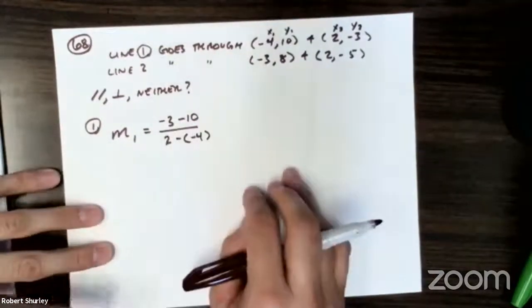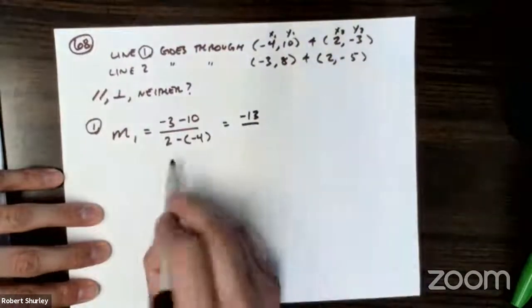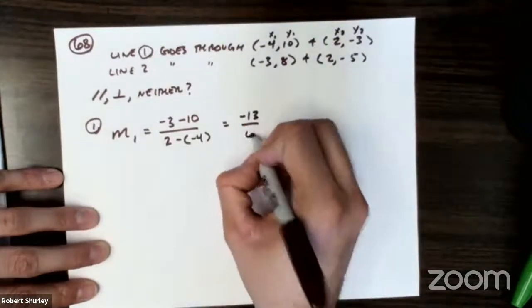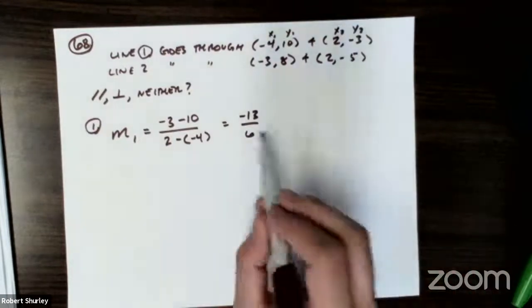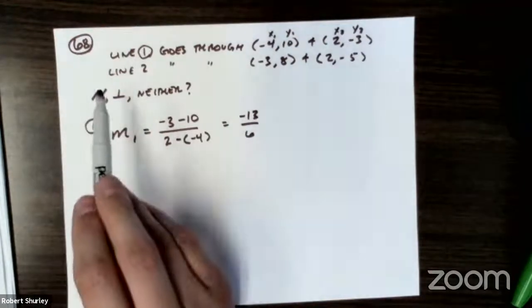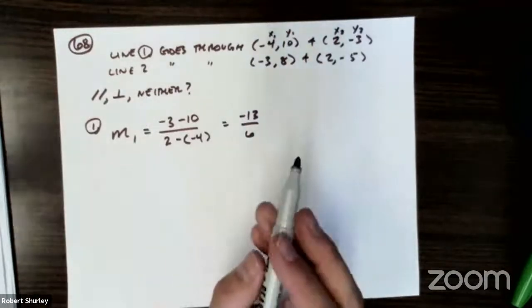So -3 minus 10, that's -13, right? And then 2 minus a -4, well, that's 2 plus 4. So that winds up being 6. So we get -13 over 6. Now look, if the other one is the same thing, -13 over 6, boom, we know it's parallel. If it's 6 over 13 positive, it's perpendicular. If it's just something else, it's neither.